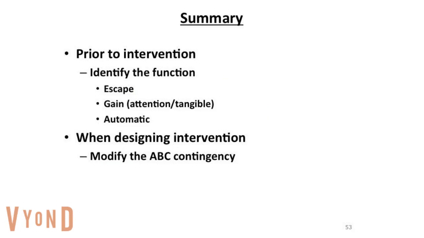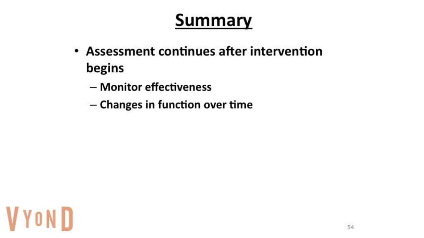In summary, prior to intervention, it's important to identify the function. When creating an intervention plan, change and modify the ABC contingency. It's important to remember that interventions should continue to be assessed by monitoring their effectiveness and making changes over time as needed, or as the functions change.